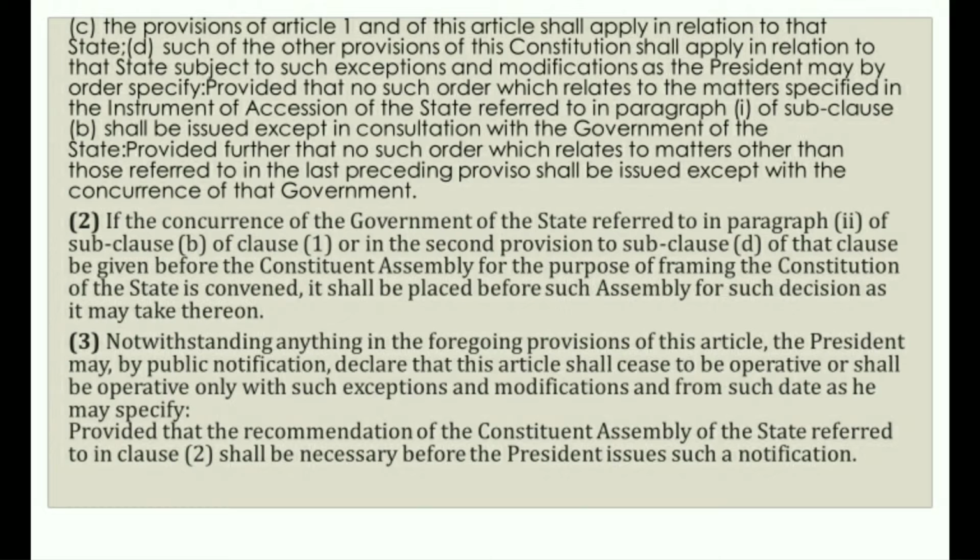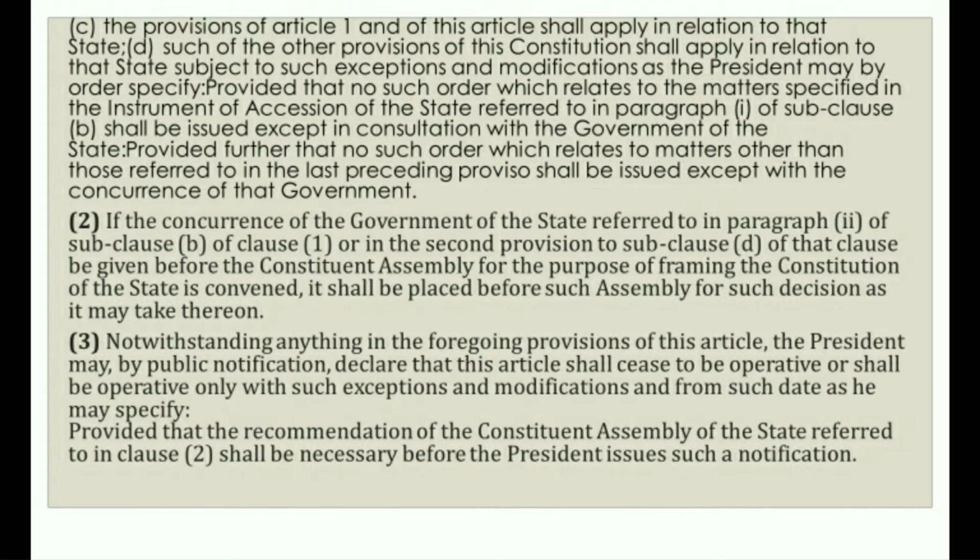C. The provisions of Article 1 and of this article shall apply in relation to that state. D. Such of the other provisions of this Constitution shall apply in relation to that state subject to such exceptions and modifications as the President may by order specify, provided that no such order which relates to the matters specified in the instrument of accession of the state referred to in paragraph 1 of subclause B shall be issued except in consultation with the government of the state, provided further that no such order which relates to matters other than those referred to in the last preceding proviso shall be issued except with the concurrence of that government.